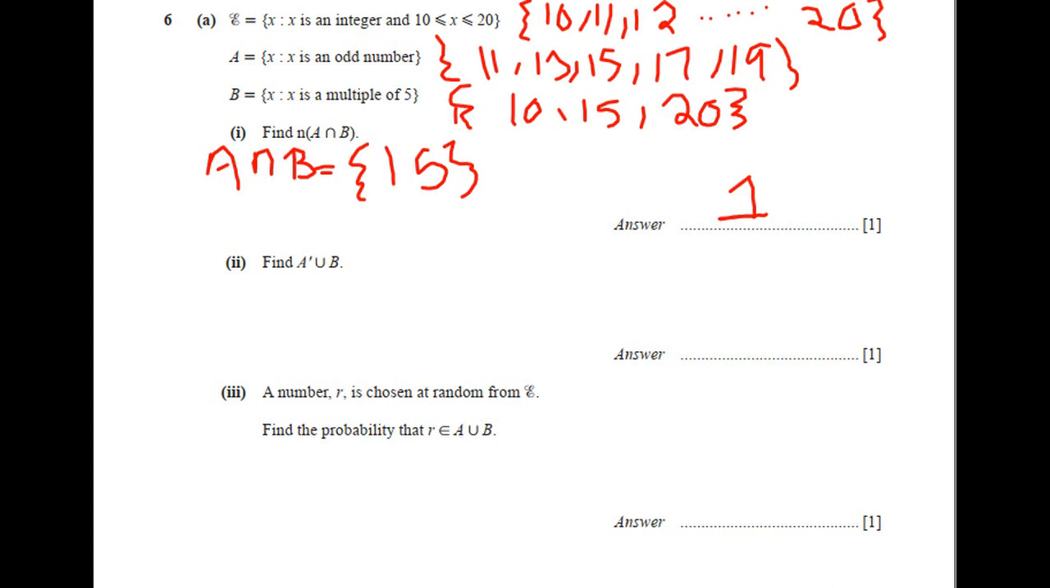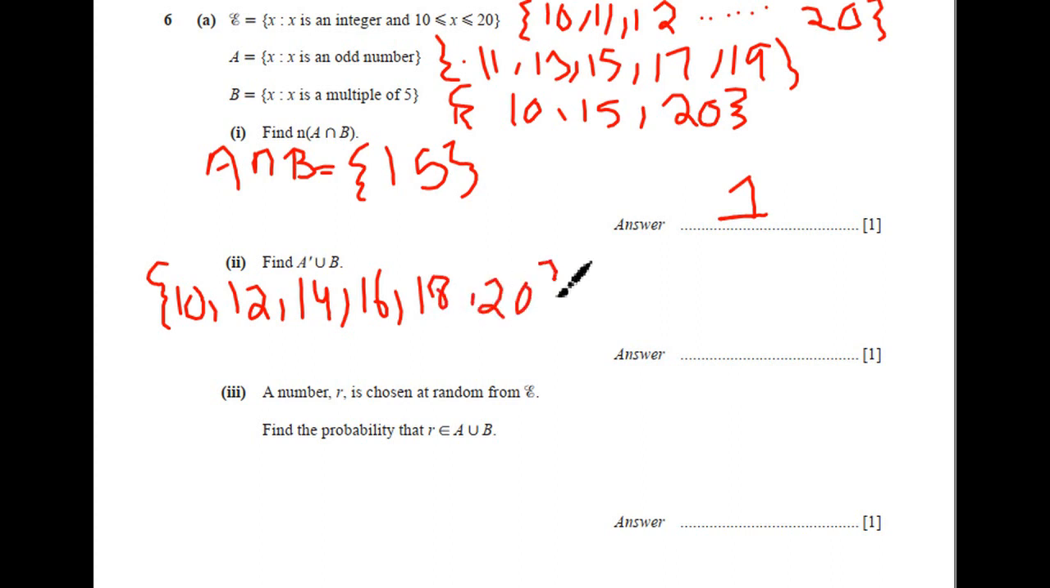Part 2, find A complement union B. Now A complement means remove all the numbers in A from the universal set and write the rest. So A complement means 10 will be included, 11 won't be included because 11 is in set A. Then 12 will be included, then 13, 14, 16, 18 and 20. So all even numbers of the universal set. Then union, multiple of 5, 10, 15, 20.